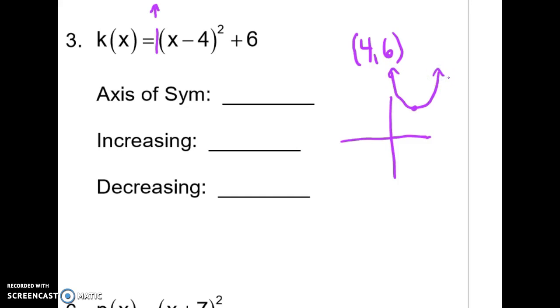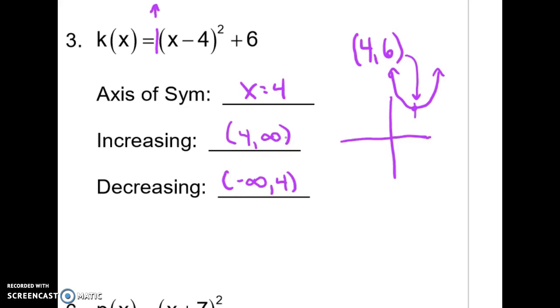So the axis of symmetry, again, is just the x-coordinate of the vertex as a vertical line, x equals 4. And as I'm moving left to right, this graph is going to decrease until I get to my vertex, which is right here, and then it's going to increase. So I'm decreasing from negative infinity to 4 and increasing from 4 to infinity.